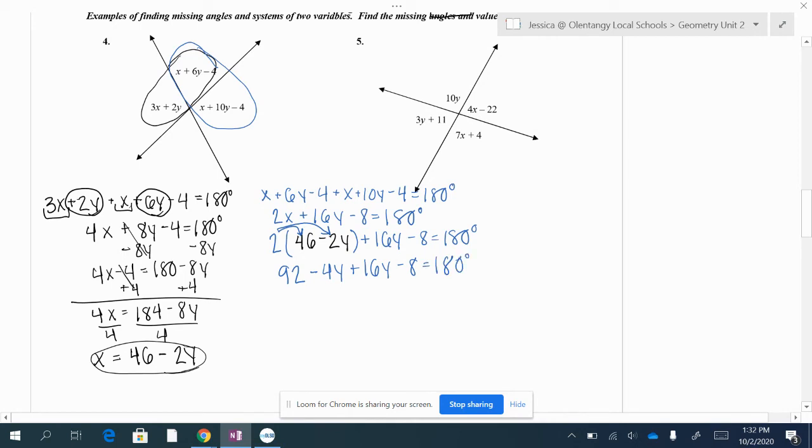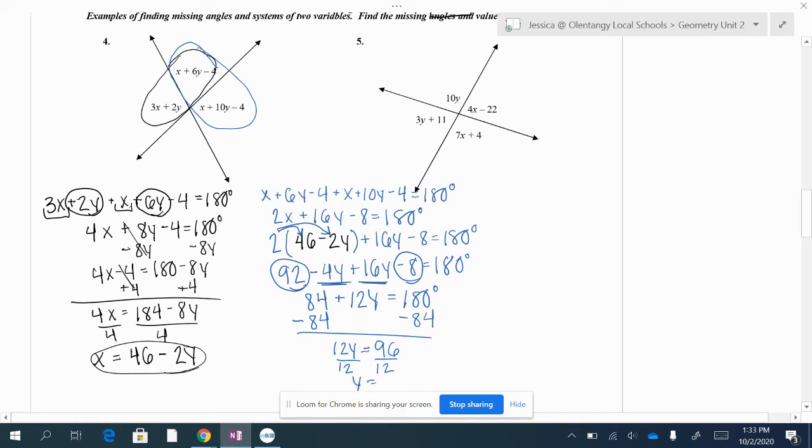Now my equation is all in terms of y, and I don't have a mix of x and y in my equation, so I can go ahead and solve. Combining like terms, 92 minus 8 is 84. And then minus 4y plus 16y is plus 12y is equal to 180 degrees. Subtract 84. 12y is equal to 96. Divide by 12. y is equal to 8.